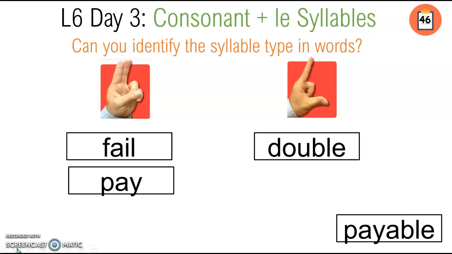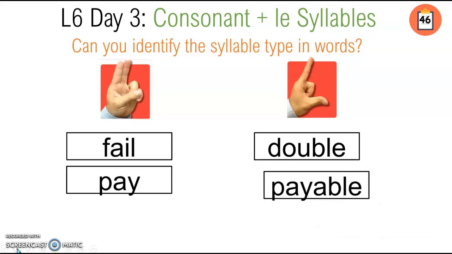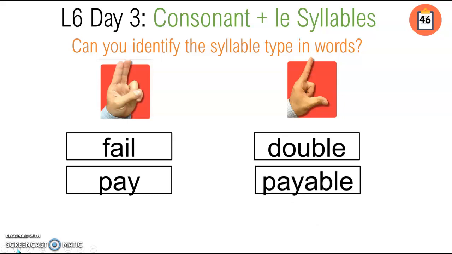Next word is pay. Pay is also a vowel team because the A and Y work together to make the A sound. Now the last one is a little bit trickier because you have a vowel team and an LE syllable, but it is going to be under the LE section because of that final consonant LE syllable pattern, okay?